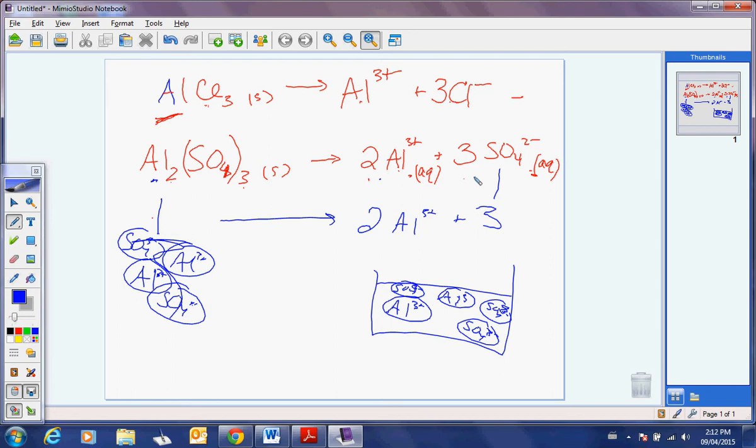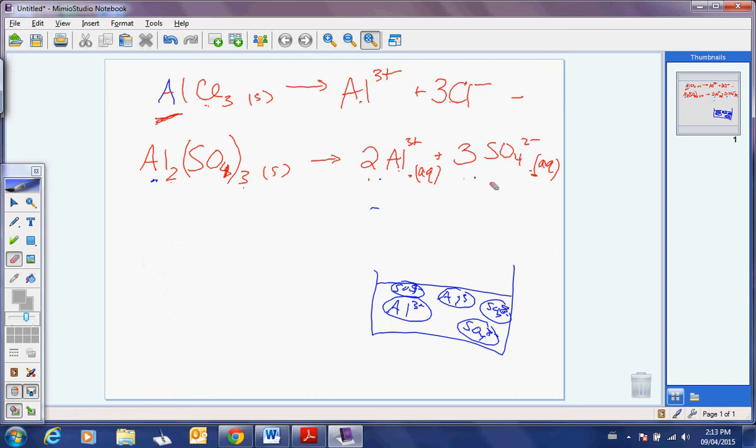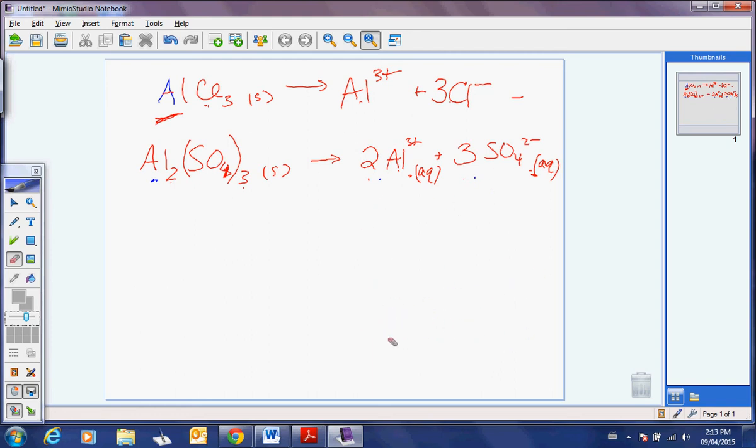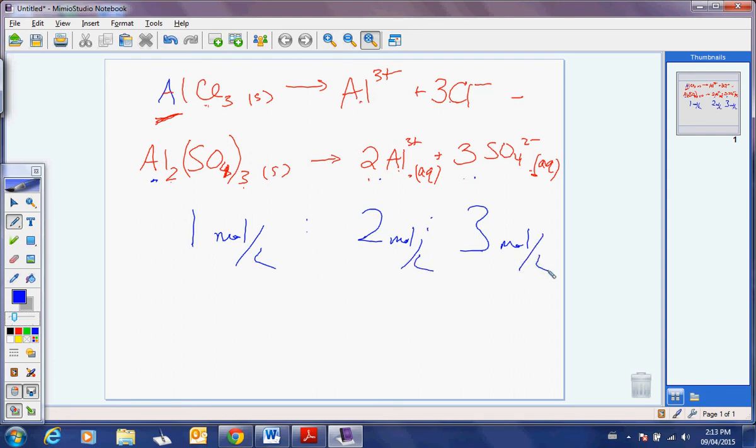So, if I want to kind of erase all of this stuff. If my relationship, my ratio, is a 1 to 2 to 3, for every one of these I put in solution, I get 2 of these and 3 of these actual things, then for every 1 mole, I would get 2 moles and 3 moles of those. Everybody okay with that? And if this was all in 1 liter, that would be a mole per liter. This would be 2 moles per liter, and this would be 3 moles per liter.